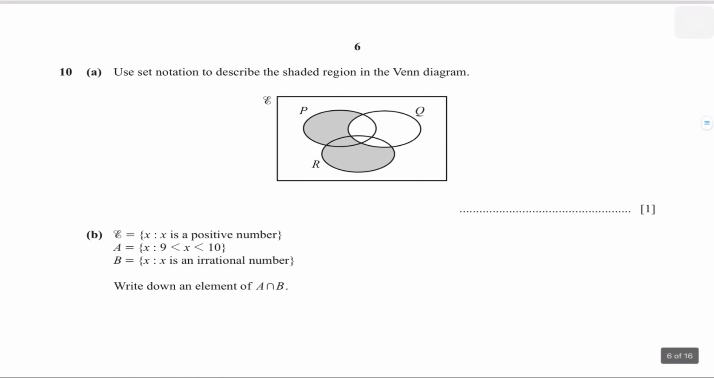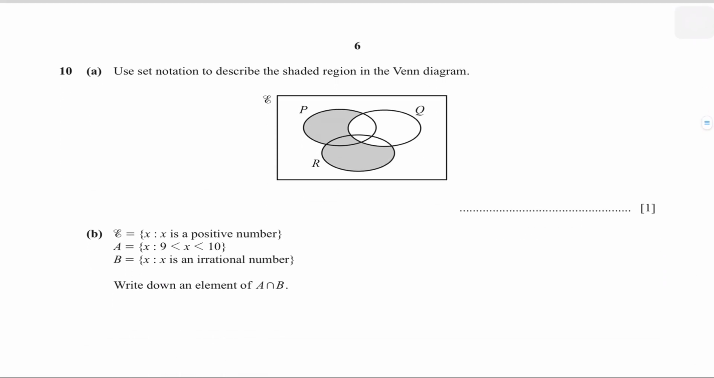Okay. Then we have question number 10, which says use set notation to describe the shaded region in the Venn diagram. Okay. So we can see that P and R are shaded, but the part that is overlapping with Q is not. So if it were P union R, this part, the one that I'm coloring in black, would also be shaded, but that's not the case. So along with P union R, we need to exclude the region that is lying inside Q. So intersection Q, and since we need to exclude that part, we're going to put a complement here. So this is the region that is shaded.